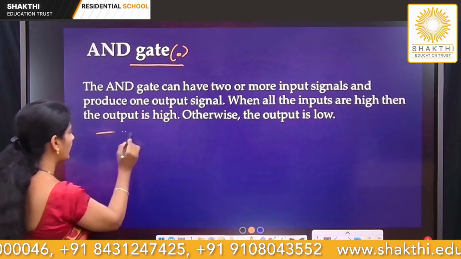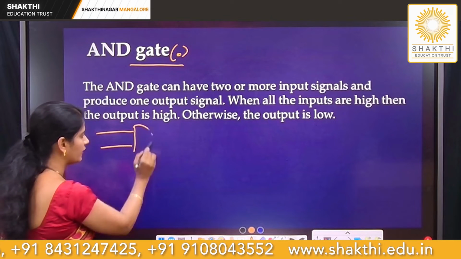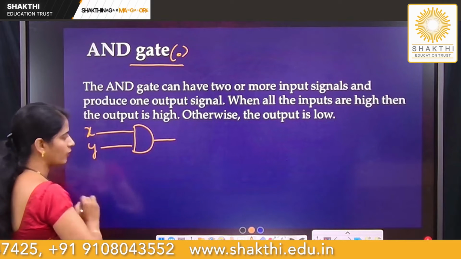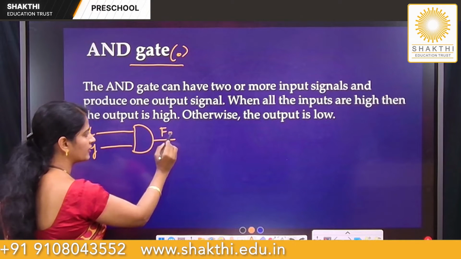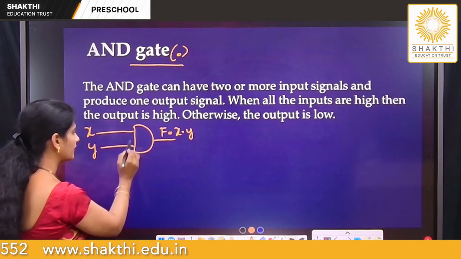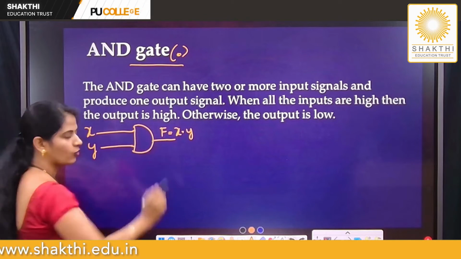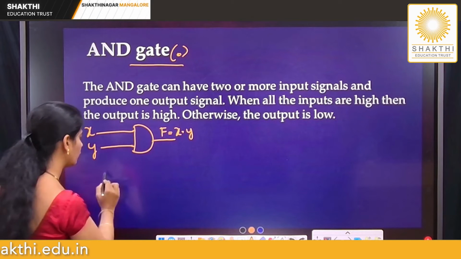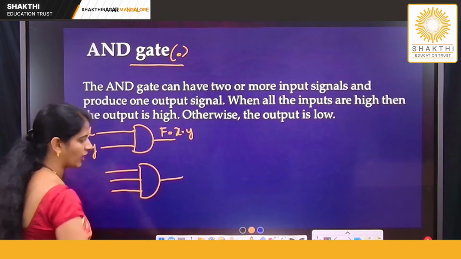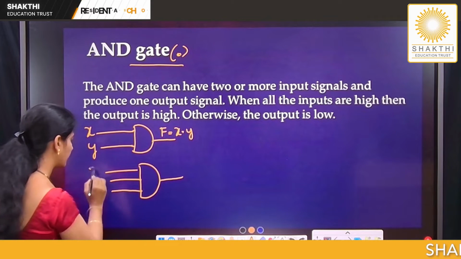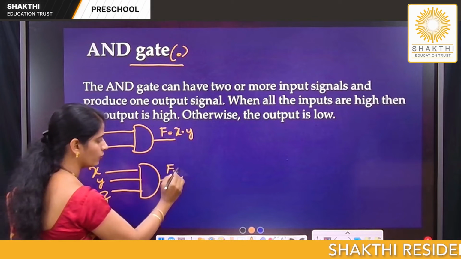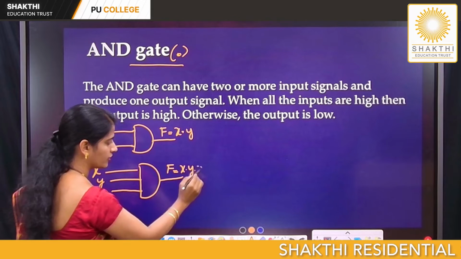The symbol used for the 2 input AND gate is this, and the 2 inputs are generally represented as X and Y, and the expression is written as X dot Y. So the AND gate has 2 or more inputs and 1 output. How can you design a 3 input AND gate? These are the input signals, this is the gate, and you have an output signal. This can be represented as X, Y, Z, and F equals X dot Y dot Z.